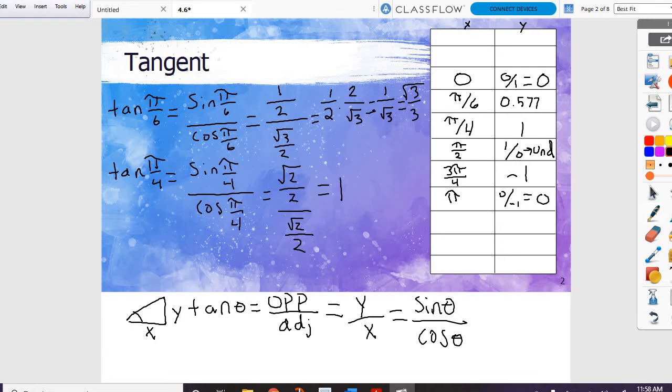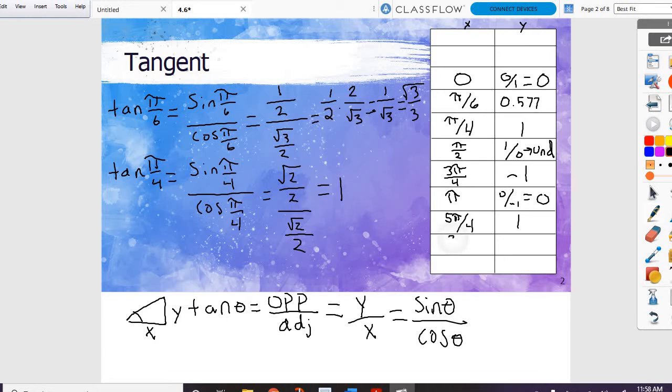Alright, so then thinking about our third quadrant, what angle in our third quadrant has a reference angle of pi over 4? Mm-hmm. 5 pi over 4. Now in our third quadrant, sine and cosine are both what? Negative. So if I have a negative divided by a negative, what am I going to get? A positive. So I still just get 1.